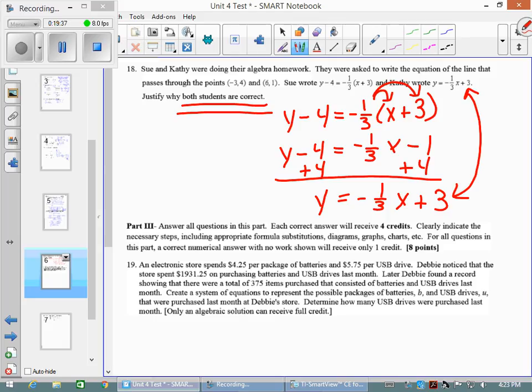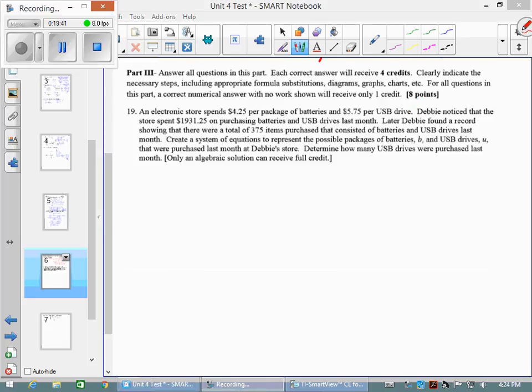Number 19, they're telling us an electronic store spends $4.25 per package of batteries and $5.75 per USB drive. Debbie noticed that the store spent this much money on purchasing both the batteries and the USB drives last month.